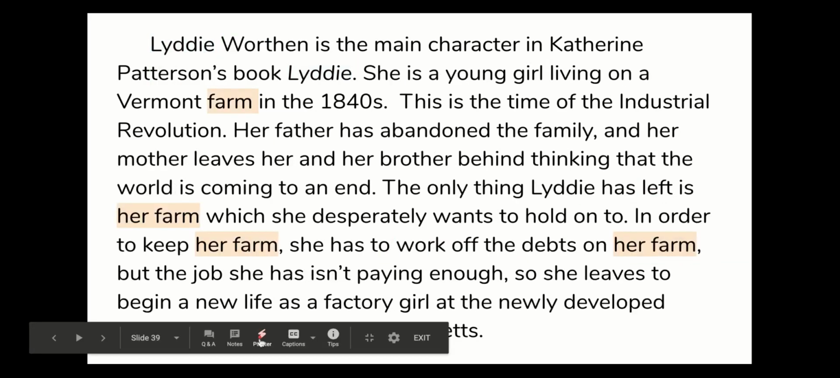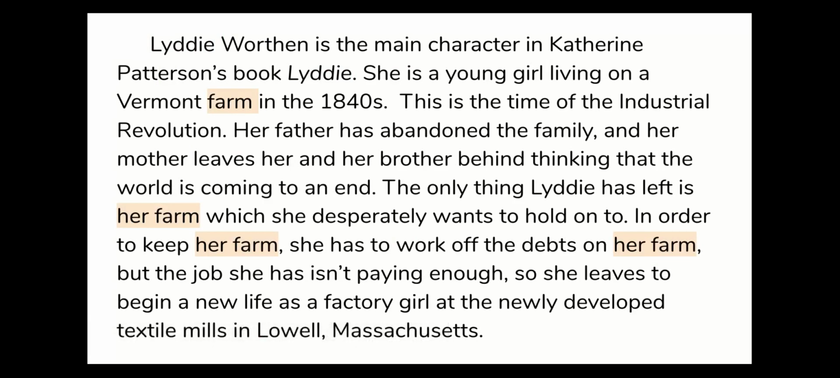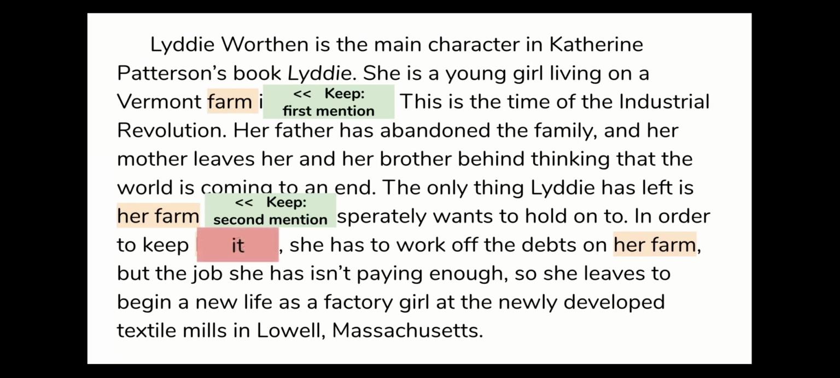So that brings up the fact that we have another set of repetition. We have the word "farm" repeated 4 times. So we are going to fix that. First of all, we're going to keep the first mention of "farm." We're going to actually keep the second mention of "farm" because it's far enough down the paragraph and separated from the first mention that it's not annoying. The third mention we're going to replace with the pronoun "it."